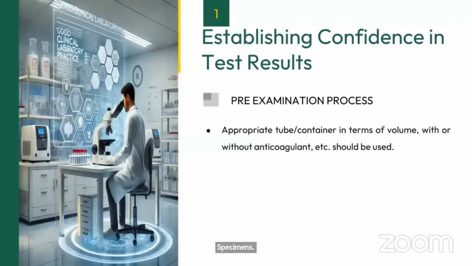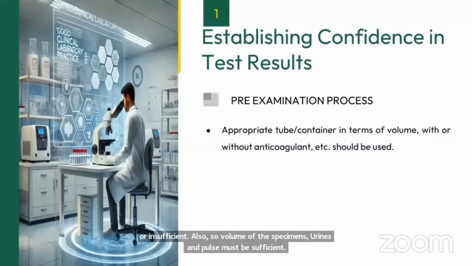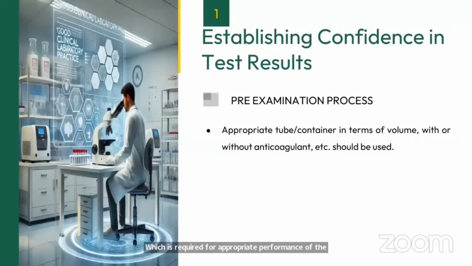Appropriate tubes and containers in terms of volume, with or without anticoagulant, should be used. Now, you must collect the appropriate volume. What is the appropriate volume? Appropriate volume means whatever volume is required for performing the test. You should not have excessive collection and you should not have a deficient or insufficient collection either. So the volume of the specimens, blood samples, urine samples, must be sufficient for appropriate performance of the test examination, with or without anticoagulant. So you may require an anticoagulant or you may not.